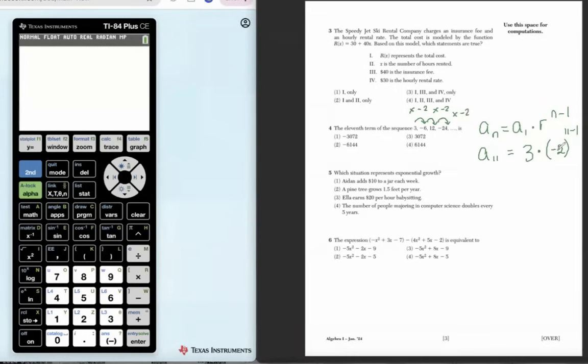At this point, I would put this into our calculator. So we have 3 times, so I'm going to put that in parentheses, -2, close parentheses, and then we're going to raise -2 to the 10th power because 11 minus 1 is 10. When we press enter, we will have our answer. So it looks like the correct answer for this problem is 3072. So that's going to be the 11th term of the sequence.